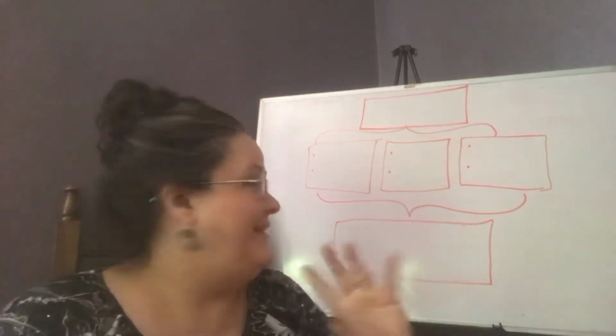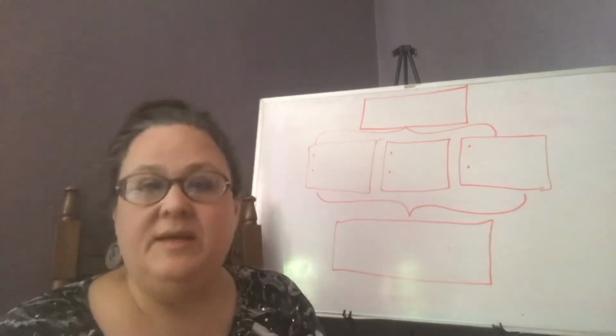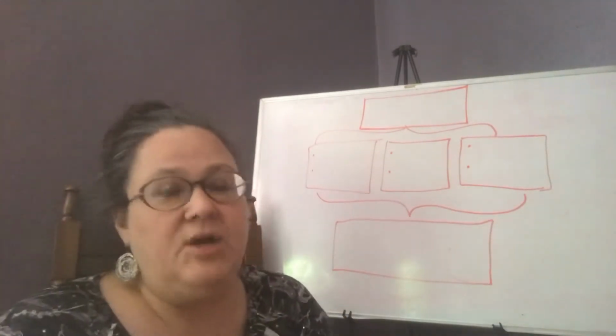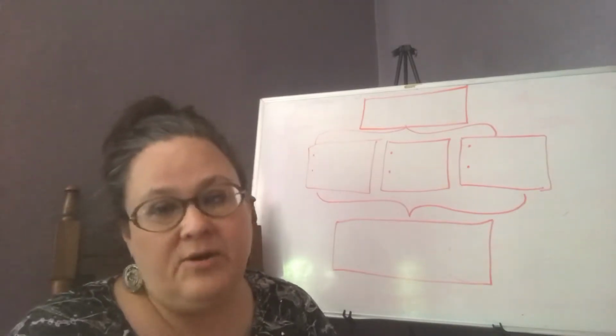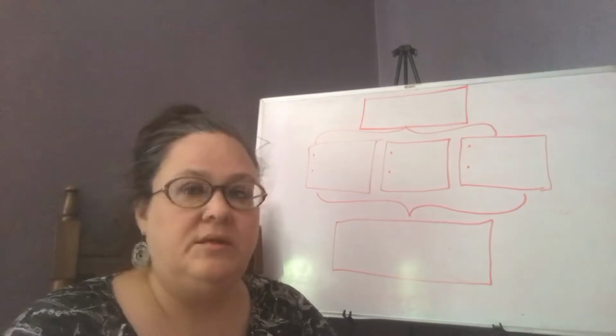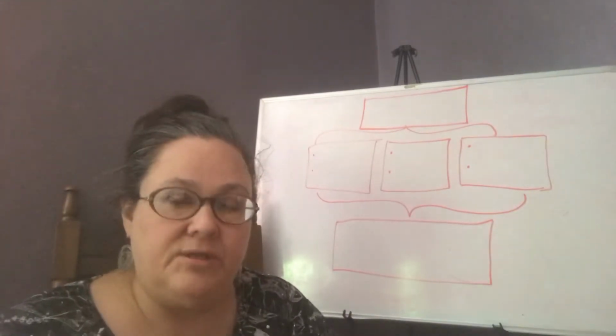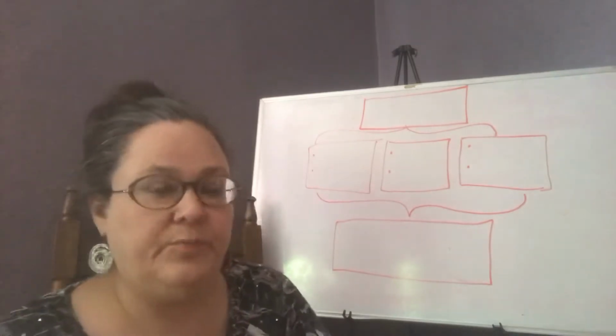Hi, I guess you're probably wondering what this strange looking thing is behind me. This is a diagram for 5 paragraph essays, which is what I'm asking you to write. You're going to be writing a 5 paragraph essay about a person that you know.